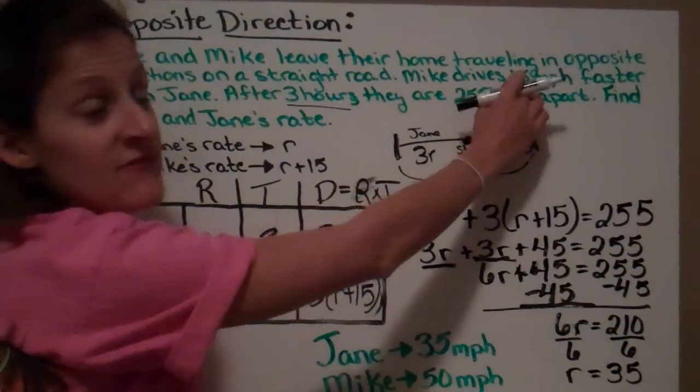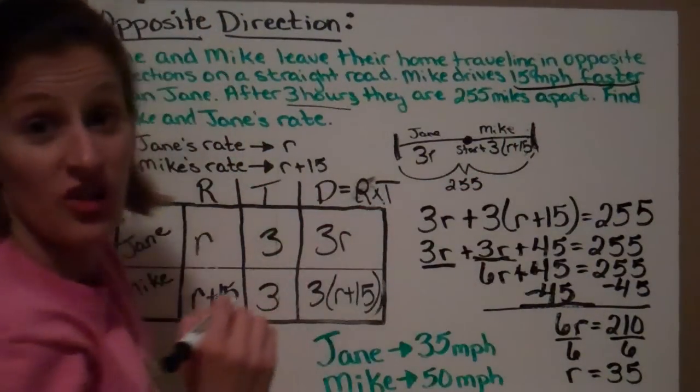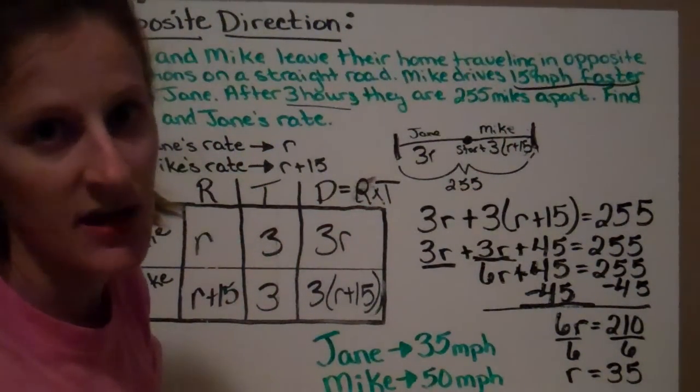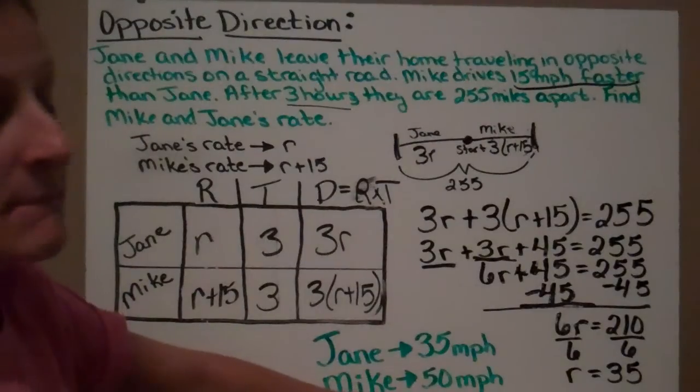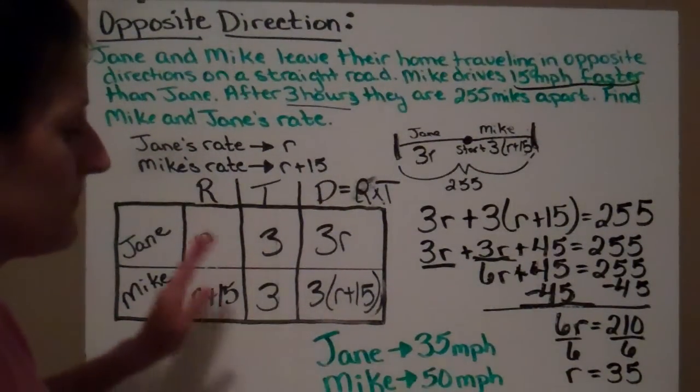Now this is just Jane's rate. Remember, Mike drives 15 miles per hour faster than Jane. So you've got to add 15 miles per hour to that to get Mike at 50 miles per hour. Alright.